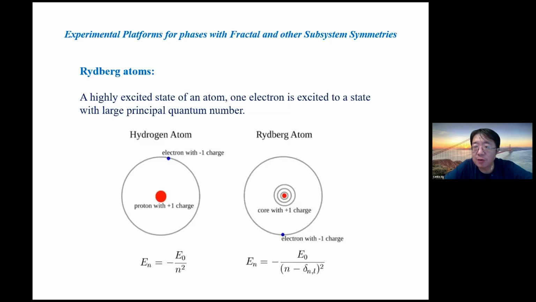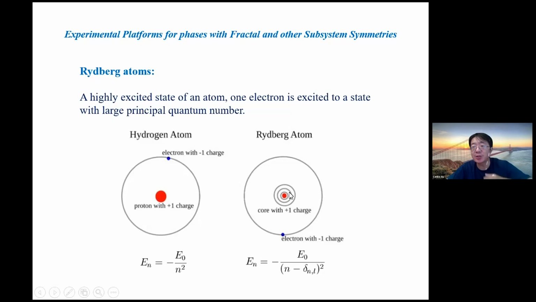But it turns out that for many larger atoms, we can excite the atom to a state which is similar to the hydrogen atom. For example, for potassium, we can excite the external electron to a very high excited state with a very large principal quantum number, which means that there's one electron which is very far away from the core of the atom.